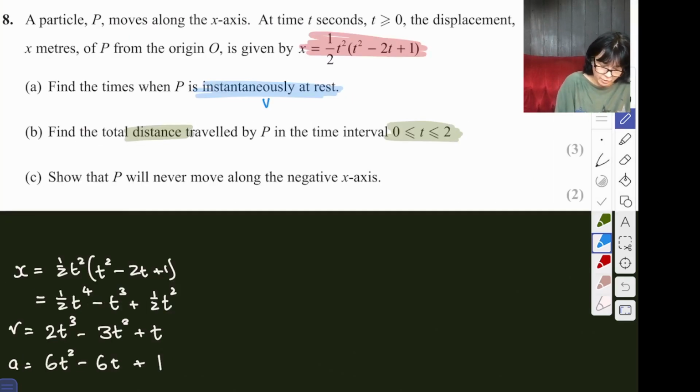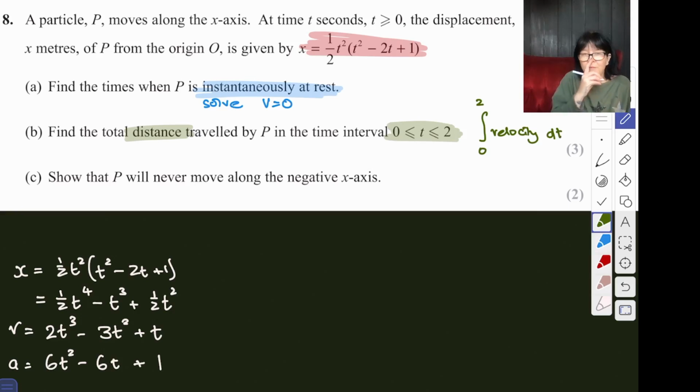Okay, instantaneous rest, v is 0. Find the times when v is 0. So we're going to be solving v is 0, and then we'll have the times when p is instantaneously at rest. Okay, now find the total distance travelled between 0 and 2. 0 to 2, and then here goes the velocity, dt.